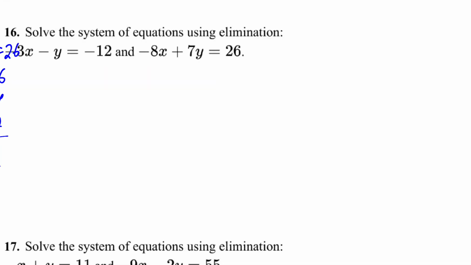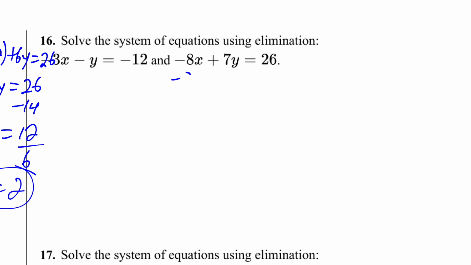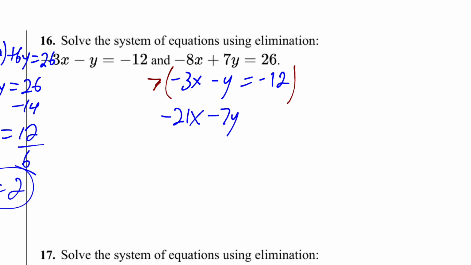These are actually the same. They're just written a little different. So I'll just do this first one. I'm going to rewrite the equation over here. Same thing. And I'm going to multiply this bottom one by 7. And what that does, it gives me negative 21x minus 7y is equal to negative 84.